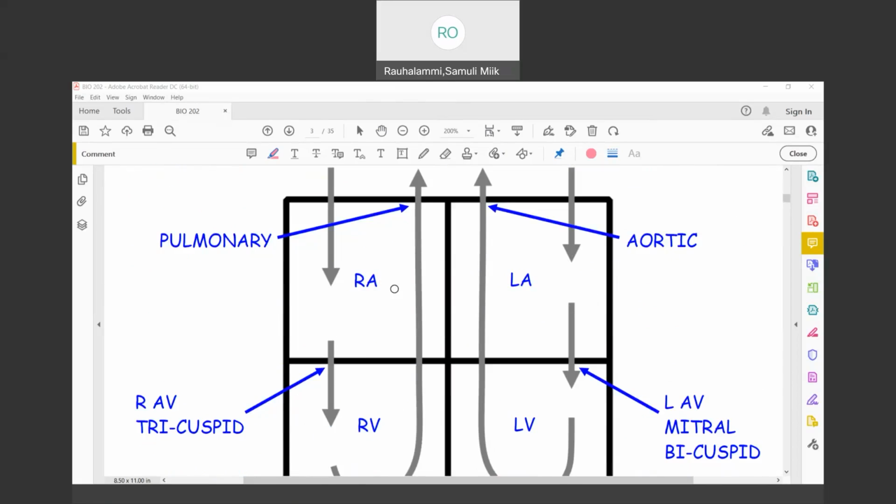So you see again, we have our right and we have our left side of the heart. And in addition, on each side, we have one chamber that's more superior and one chamber that's more inferior. And the superior chambers were always known as atria and the more inferior ones as ventricles.